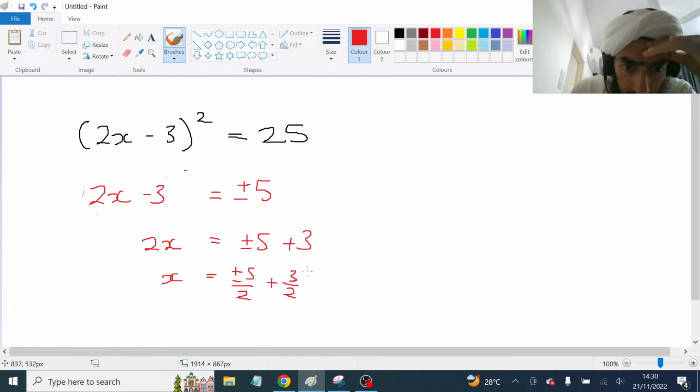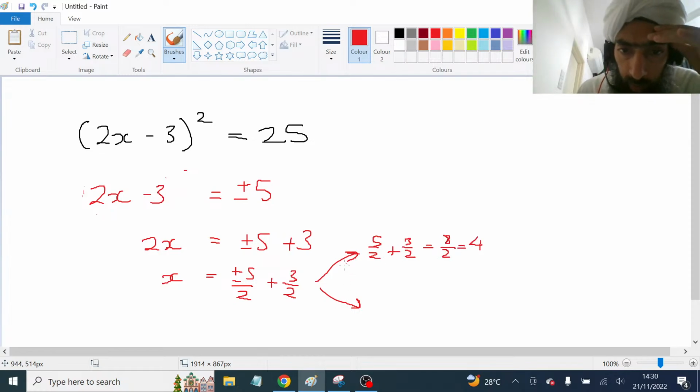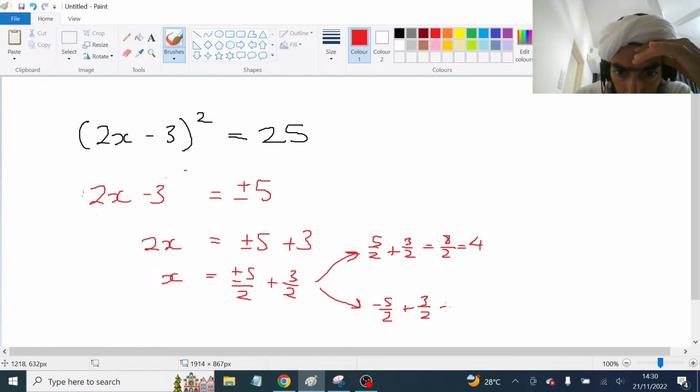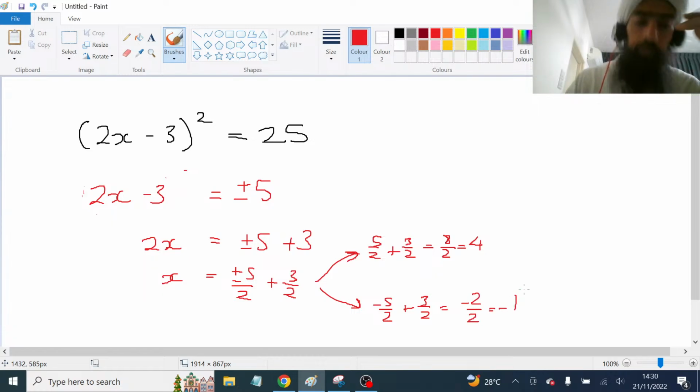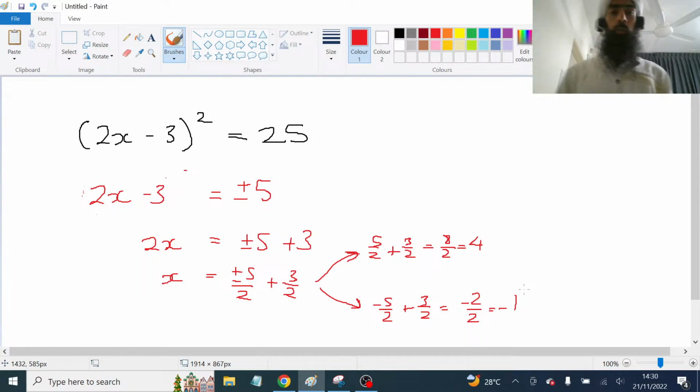So that leads to two possible answers. One answer is with the plus, so it's 5 over 2 plus 3 over 2, which is 8 over 2, which is 4. If you're more comfortable, you can just type this into a calculator rather than worry about the fractions. This one is minus 5 over 2, taking the negative, plus 3 over 2, which makes minus 2 over 2, which is equal to minus 1. Okay, so inverse operations: start with the answer, 25, and then work backwards.